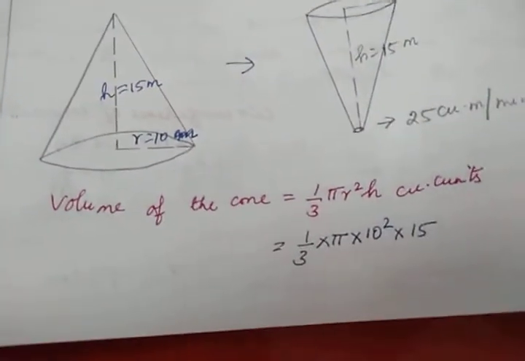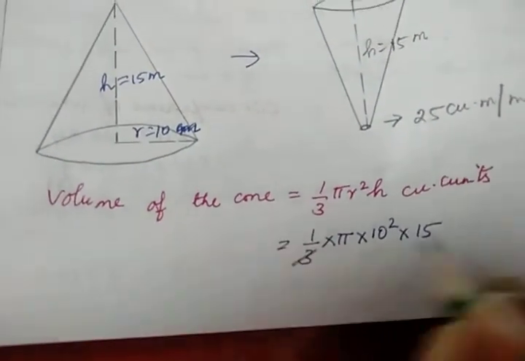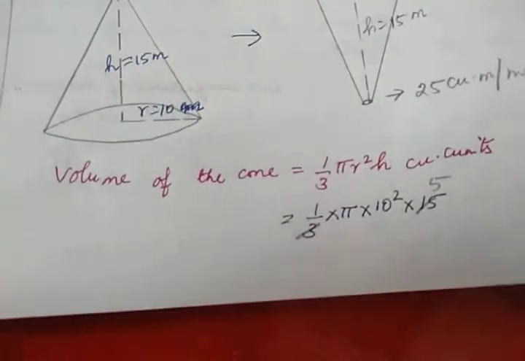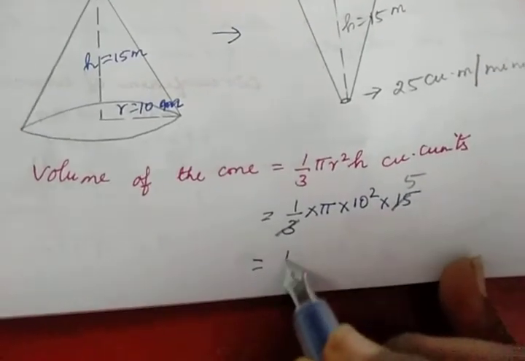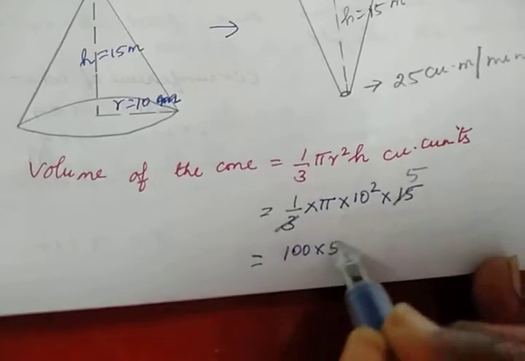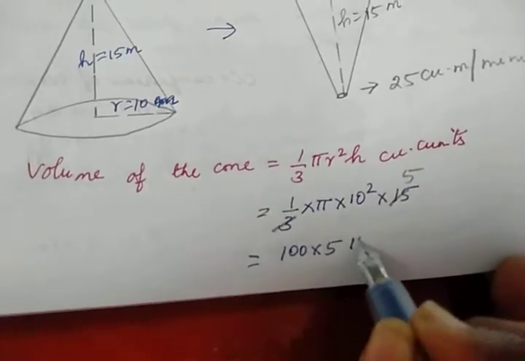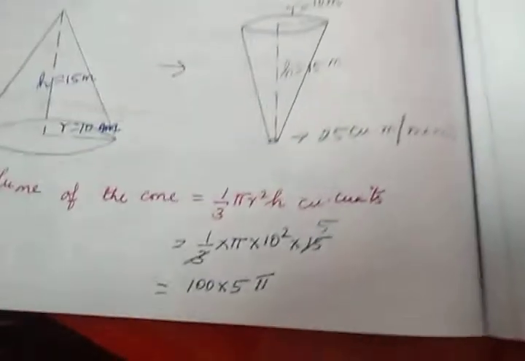Now you can cancel here. Ten squared is 100, 100 into 5, this pi will come as such, which is equal to 100 into 5 is 500. So volume is equal to 500 pi, it is meter cube.